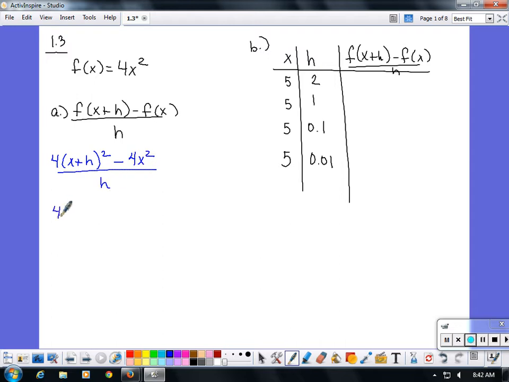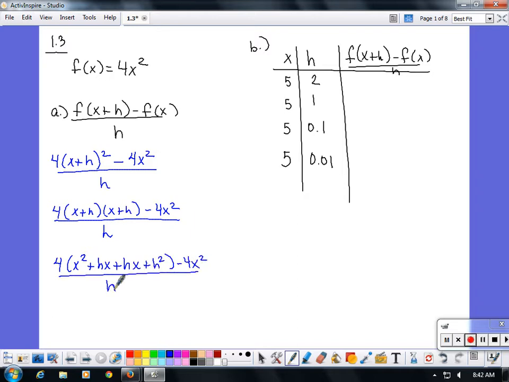So what we get here is we need to FOIL this piece. I'm going to FOIL it once. From now on, we're going to use the shortcut. So if you FOIL it, you get first, outer, inner, last. And the middle turns to 2hx. And let's distribute. 4x squared plus 8hx plus 4h squared minus 4x squared all over h, and then cancel.